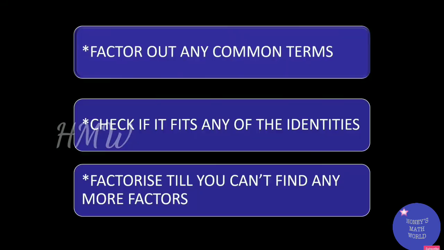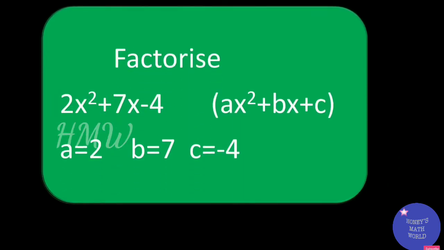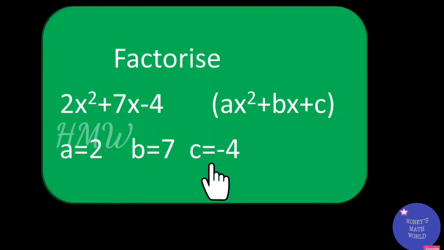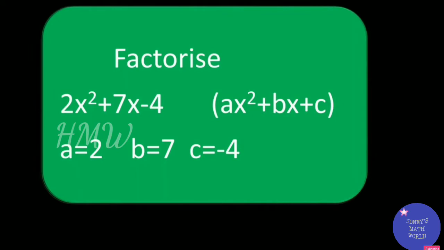Let us now take an example and factorize that polynomial using the normal method, and then we will factorize it using the shortcut method. The question is factorize 2x square plus 7x minus 4. Now compare this with the standard equation of the polynomial ax square plus bx plus c, where a is 2, b is 7, c is minus 4. Step 1. Check if you can find any common factors. 2x square plus 7x minus 4, there is no common factor. Now go to step 2.